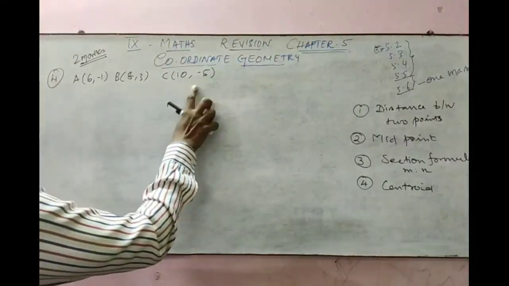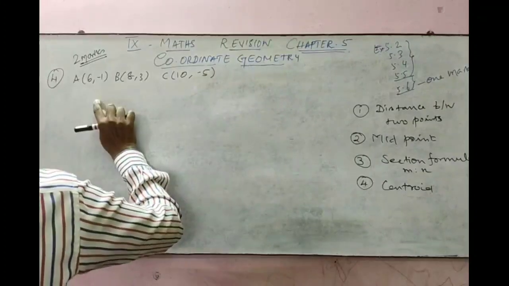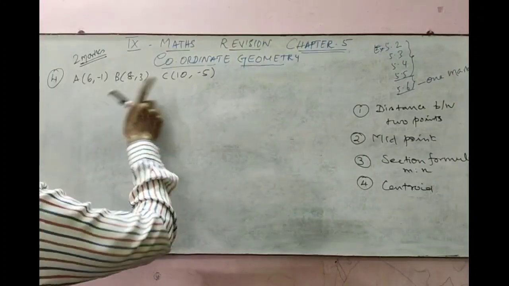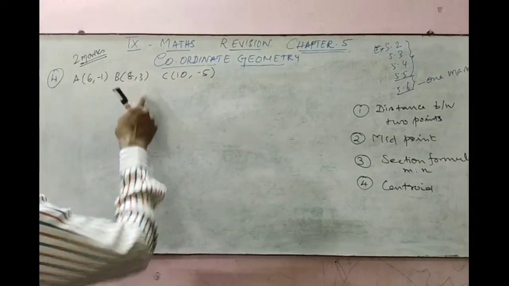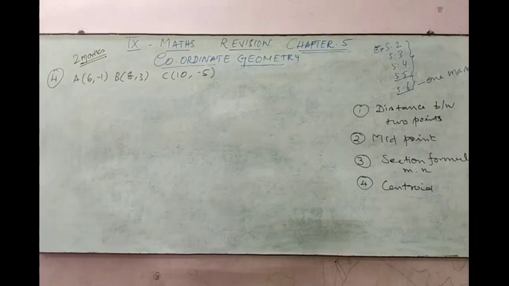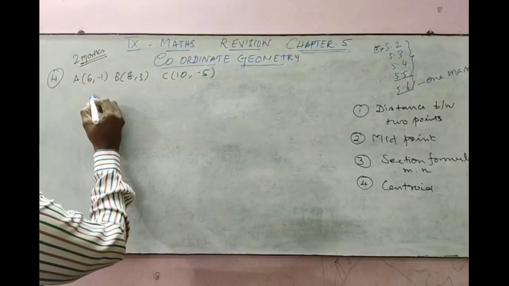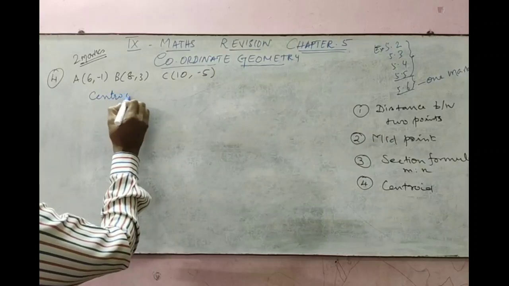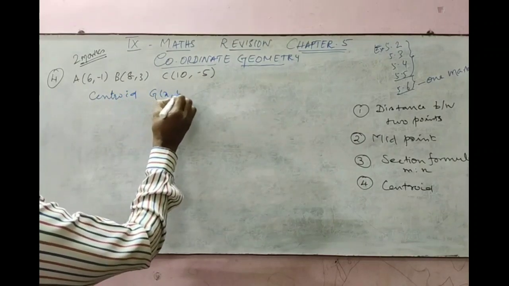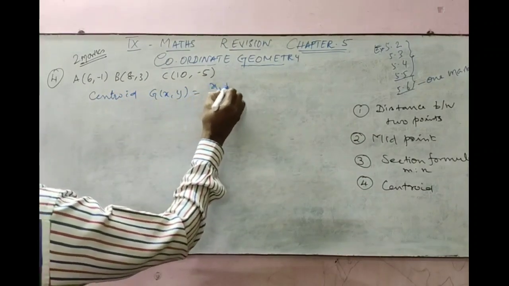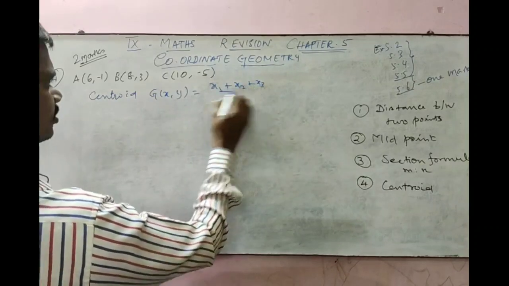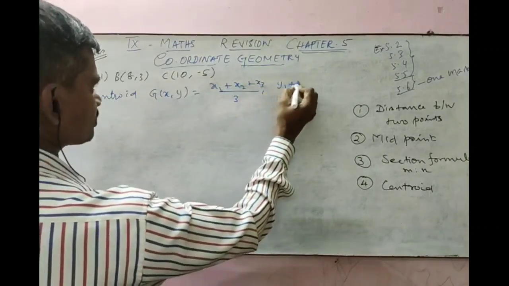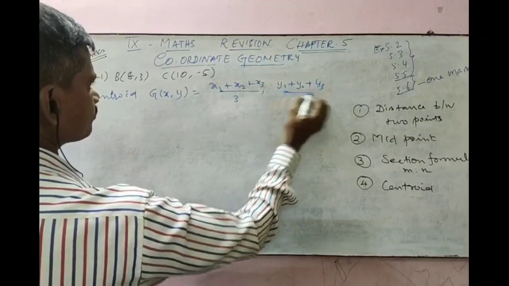Find the centroid of the triangle whose vertices are A, B and C, that is 6, minus 1, 8, 3 and 10, minus 5. To find the centroid of a given triangle, the formula for that is G of x, y is equal to x1 plus x2 plus x3 by 3, y1 plus y2 plus y3 by 3.